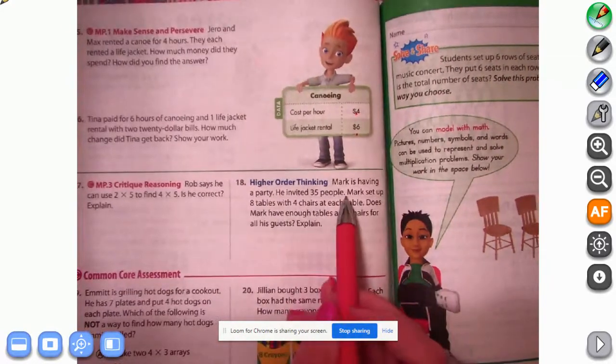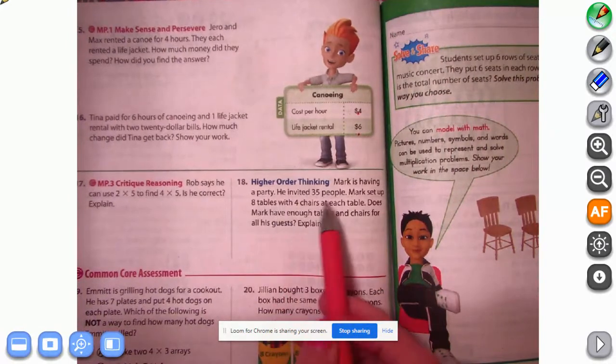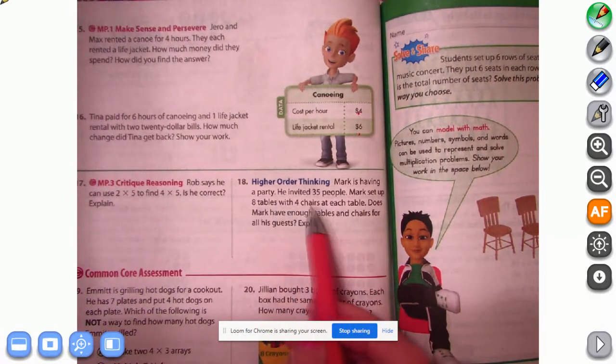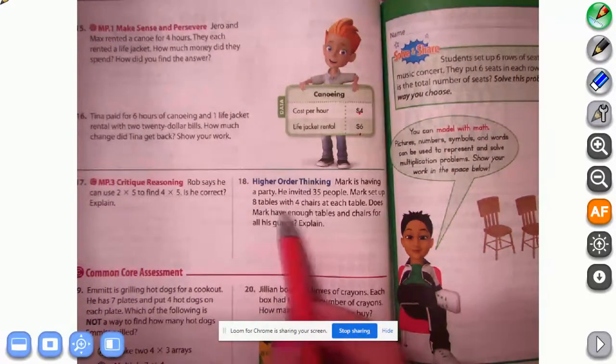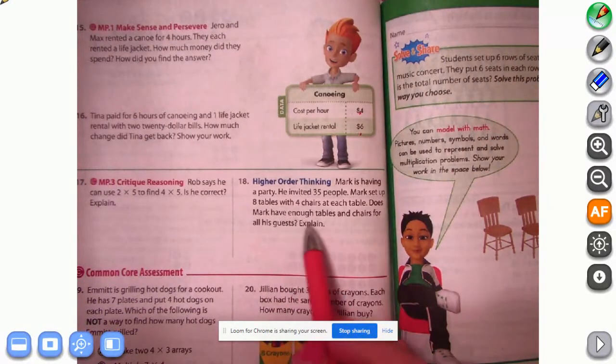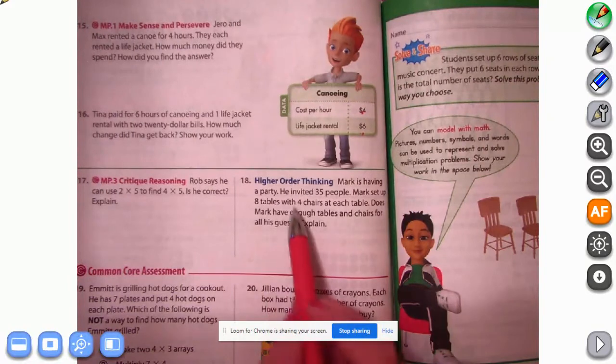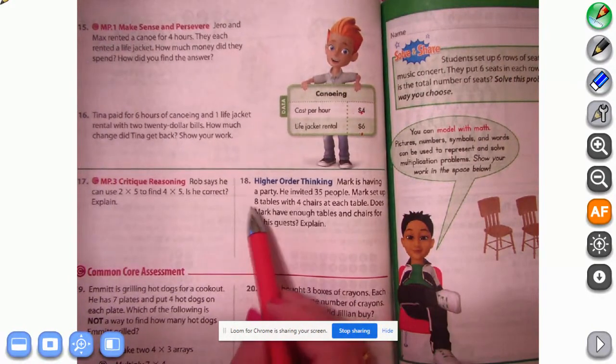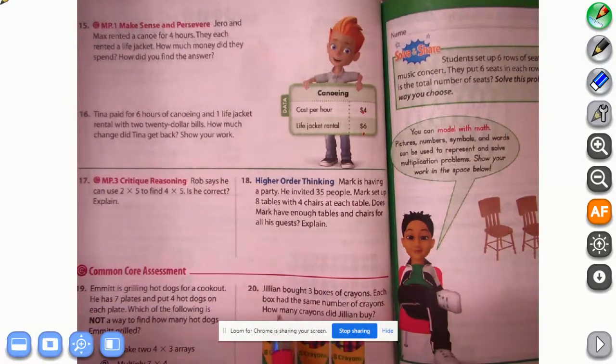Number 18, Mark is having a party. He invited 35 people. Mark set up 8 tables with 4 chairs at each table. Does Mark have enough tables and chairs for all his guests? Explain. So you could break this down into a 2's facts. 8 groups of 2 plus 8 groups of 2. 2 plus 2 is 4.